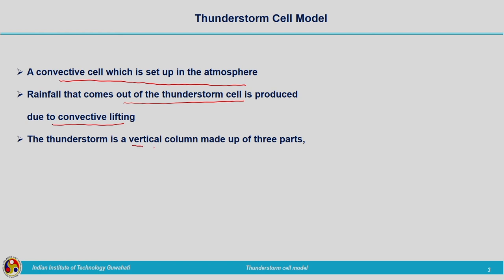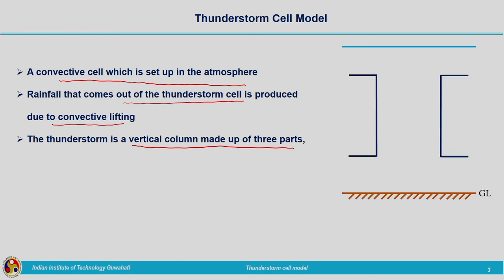It is a vertical column made up of three parts. The thunderstorm cell has three parts. It starts from the ground surface. So, ground level we can mark like this. From the ground level into the atmosphere, we are considering a vertical column. So, this is the top level of the thunderstorm cell which we are going to consider. Within that we are considering an atmospheric column which has three parts. Here we have started with the ground surface, one atmospheric column which is extending to a certain height. So, this is section 1 and section 2 is in the atmosphere.